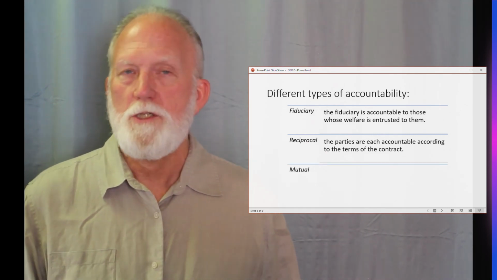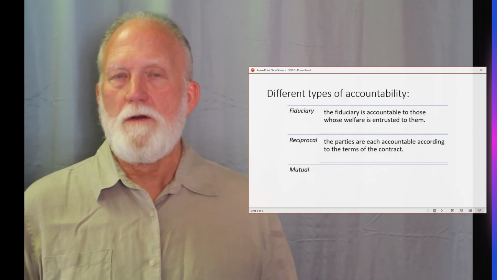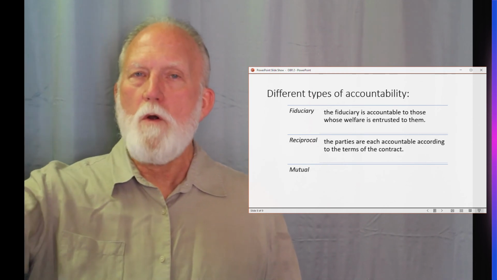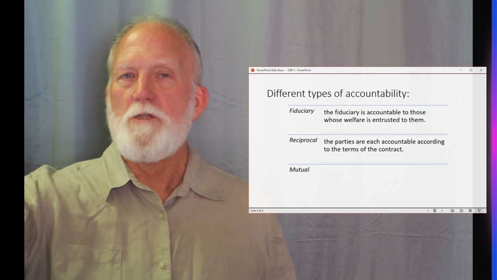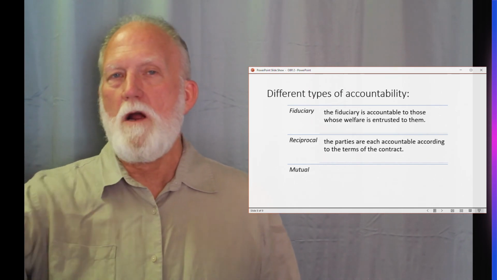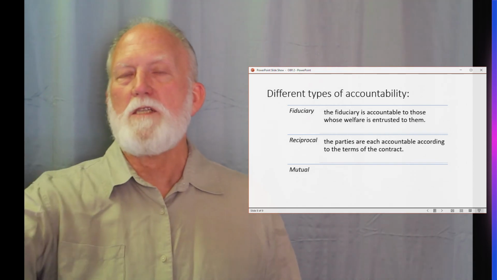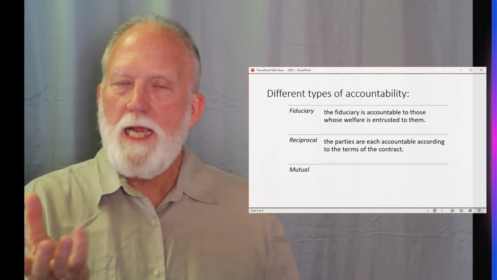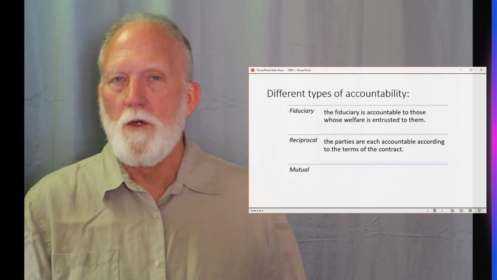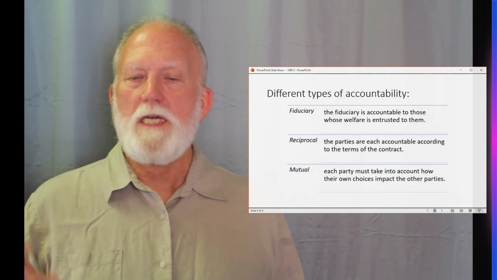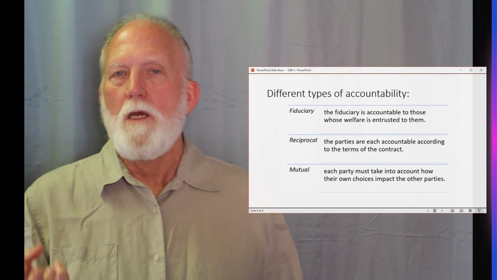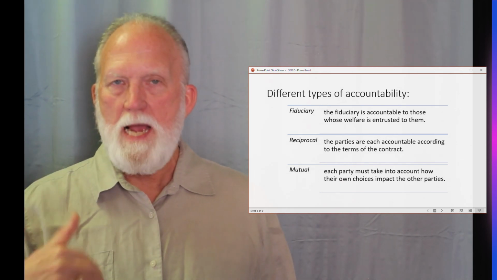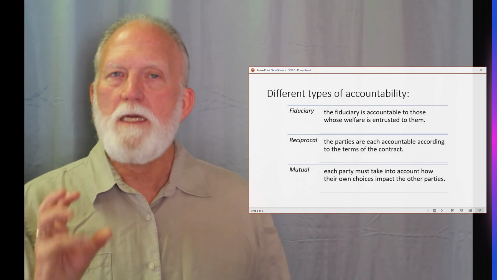In a mutual relationship, accountability is different. We are not accountable to someone. We're not accountable for someone. In a fiduciary relationship, we're accountable to the people who have entrusted us with these rights. In a reciprocal relationship, we're accountable for delivering what we said we were going to do, right? In a mutual relationship, we are accountable with. We are taking into account how our behavior is affecting each other. We're noticing the impact that we're having on others. So it's a different kind of accountability.